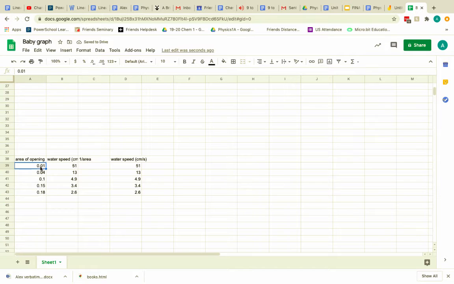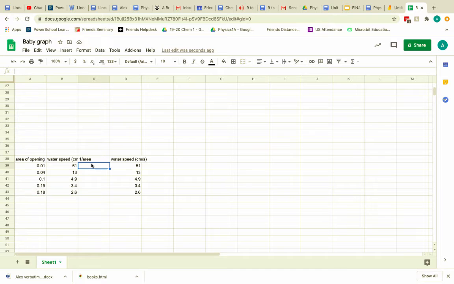So 1 divided by 0.01. I can probably do that in my head. 1 divided by 0.04, I can probably do that. 1 divided by 0.1, that's okay, I can do that. But these other two are kind of annoying. So actually, Sheets makes repeated math easy. In other words, if you want to do the same function to a bunch of different numbers, it's very easy. And here's what you do.